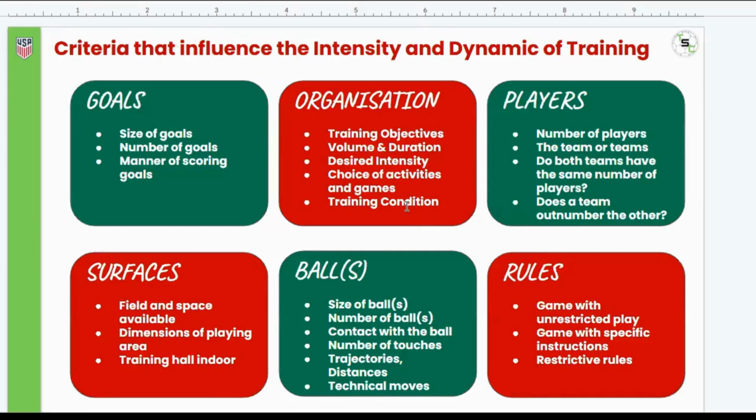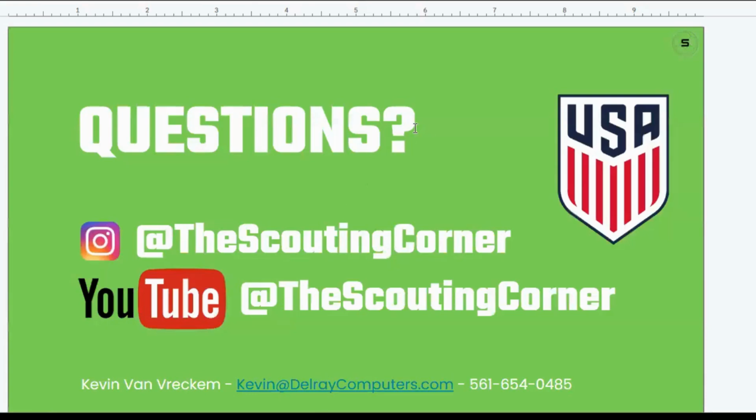These are the criteria. I always include these that influence the intensity and the dynamic of training. Obviously, it's a 3v3, so it's even numbers, and you want to make sure that you try to give the attackers the incentive to actually switch the point of attack. But other than that, it's all about getting the intensity up for everybody on the field. I think that's about it.